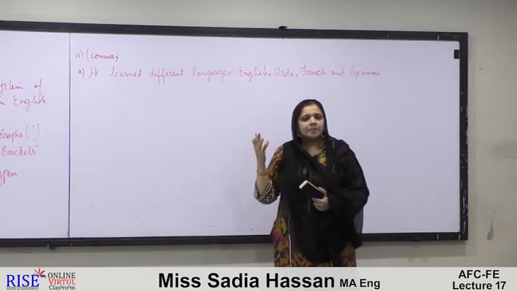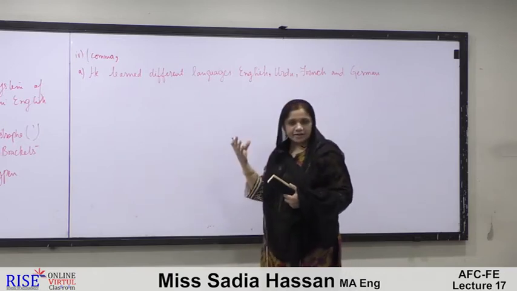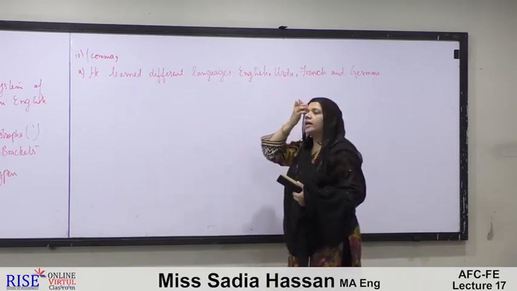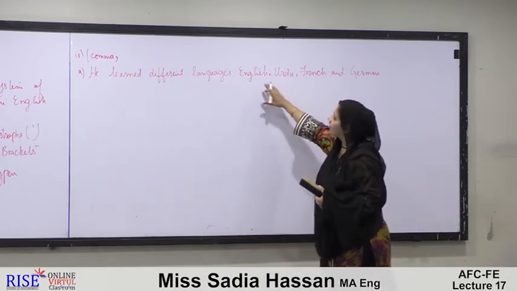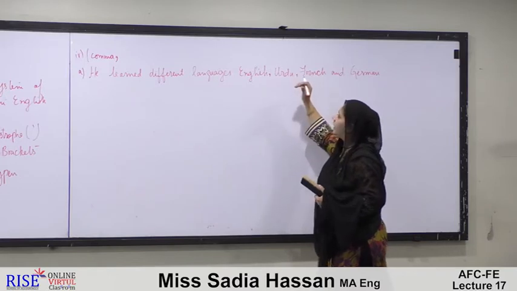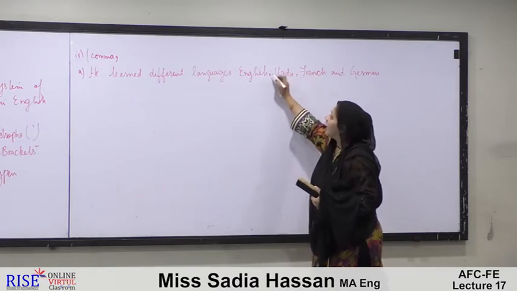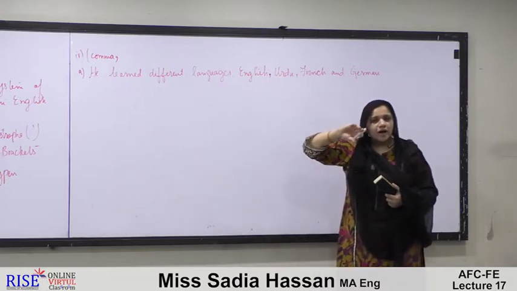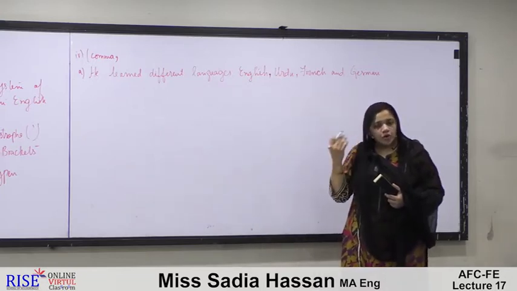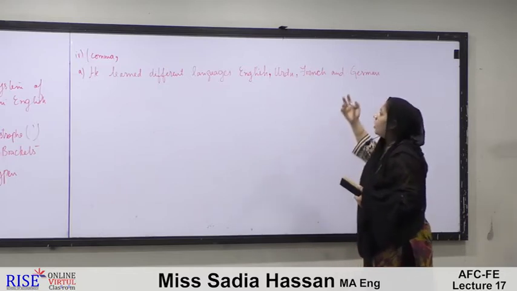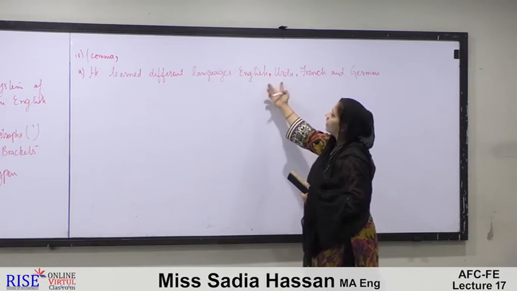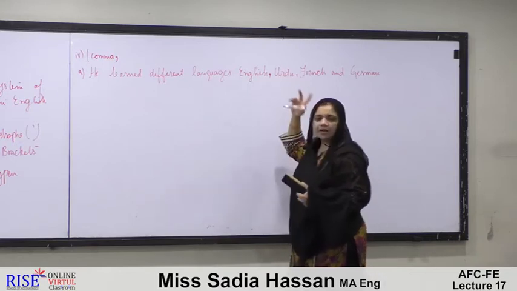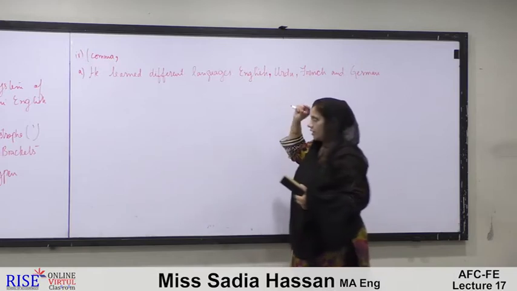So comma is basically a pause, a connective. It is a pause as well as a connective. Here you can call it that different languages have been combined, and at the end of every language, a comma is placed to give a pause before going to the other language. Okay? And in the sense of connective, we see that these different words have been combined with the use of this connective.